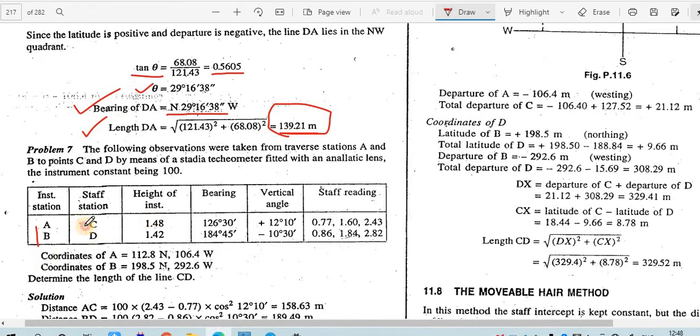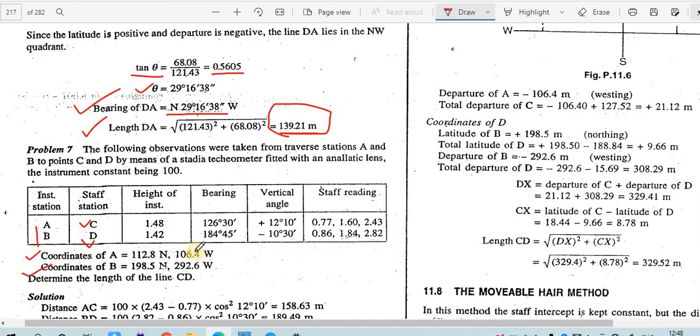These two points are the points where the instrument has been shifted. The staff has been held at point C. The staff has been held at point D. The height of instrument axis is 1.48 and 1.42. The bearings are given. We have got the vertical angle, we have got the staff readings. We have also got the coordinates over here. So this is something new. So far the coordinates were not given, and now these coordinates are given.